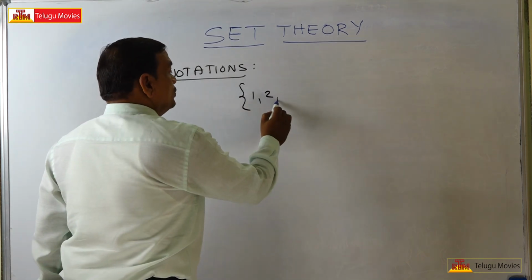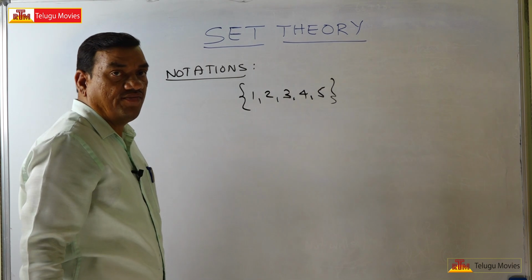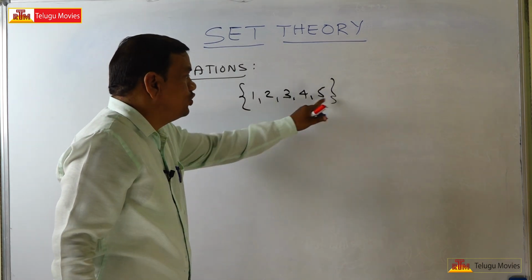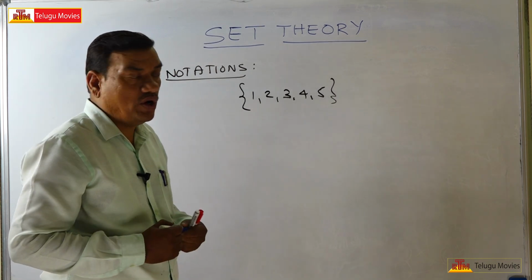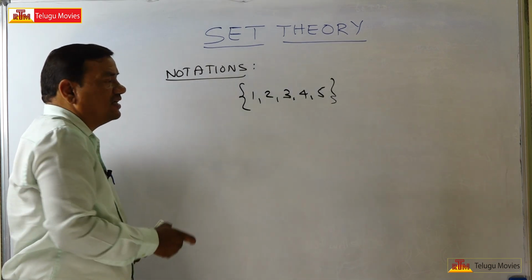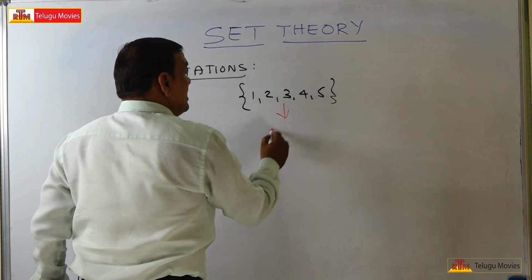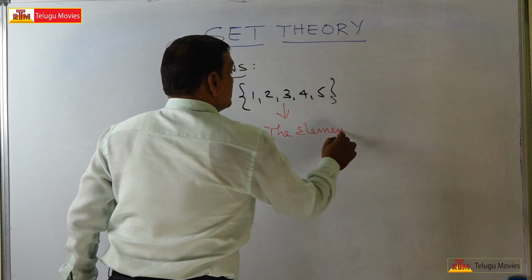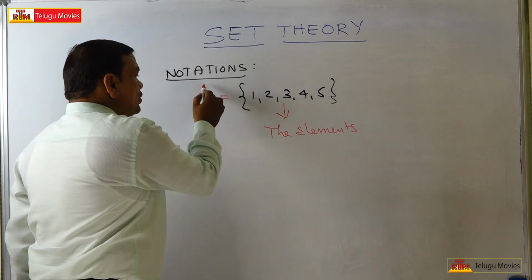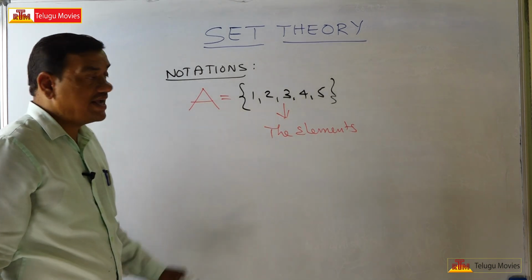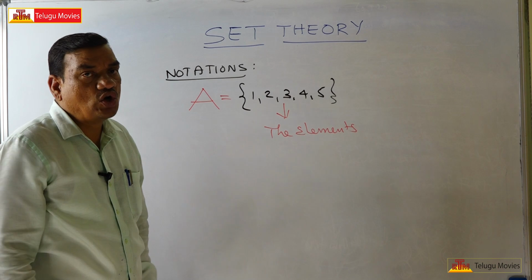For example, 1, 2, 3, 4, 5. This should be the starting and this should be the ending of the flower bracket, and each object should be separated with a comma. These objects, whether living or not living, are called the elements of the set. Elements of the set. This set is denoted with capital letters: capital A, capital B, capital C. This is the formation of the set.